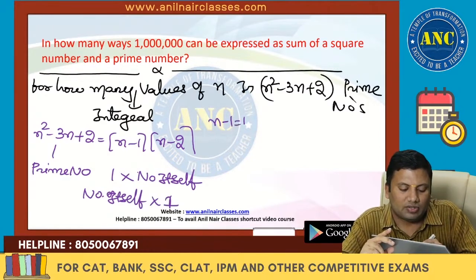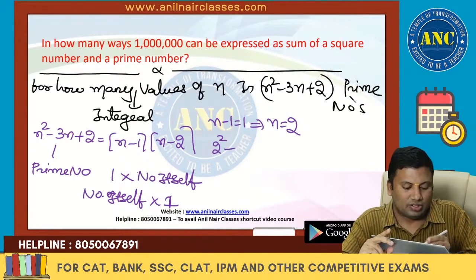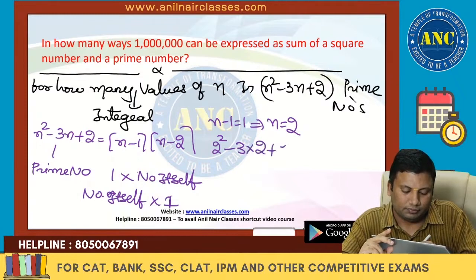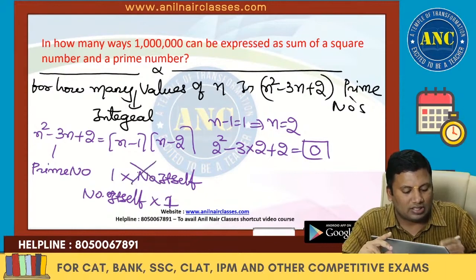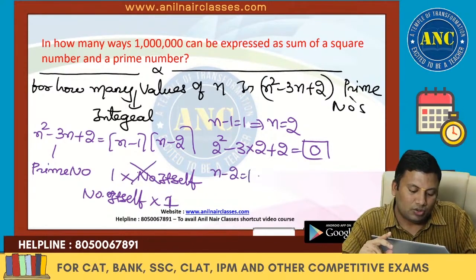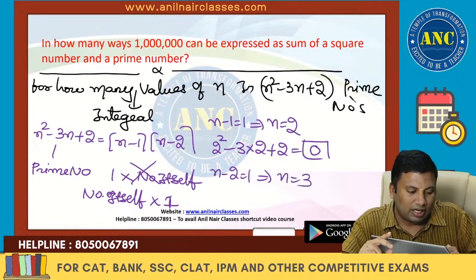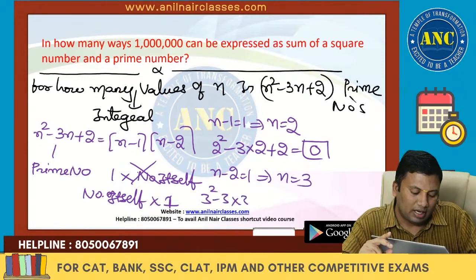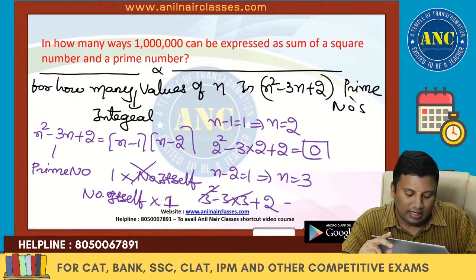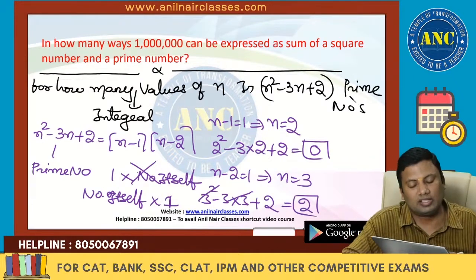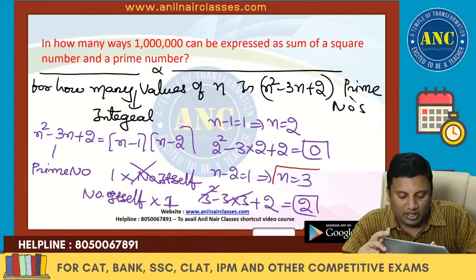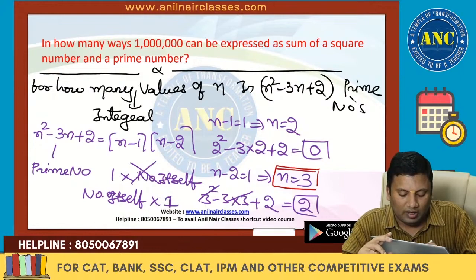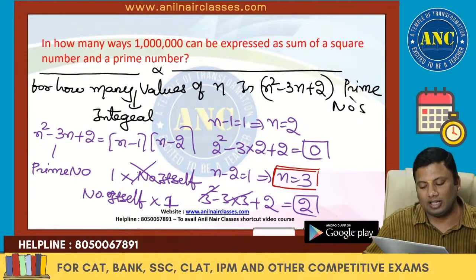So if n minus 1 is 1, n value will become 2. Check what is happening to n square minus 3n plus 2: 6 minus 6 is 0. 0 is not a prime number. This case is not possible. If n minus 2 is 1, n value will become 3. This is nothing but 3 square minus 3 into 3 plus 2, 9 cancel, it is 2. 2 is nothing but a prime number. How many values of n such that this expression is a prime number? There is only one value, and the value of n is 3.